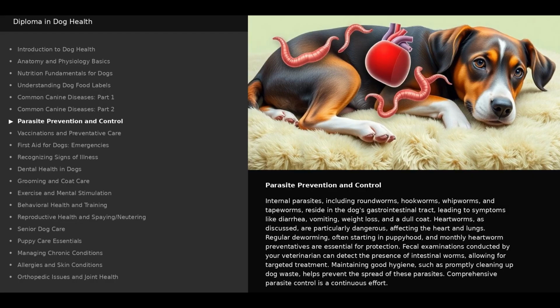Internal parasites, including roundworms, hookworms, whipworms, and tapeworms, reside in the dog's gastrointestinal tract, leading to symptoms like diarrhea, vomiting, weight loss, and a dull coat. Heartworms, as discussed, are particularly dangerous, affecting the heart and lungs. Regular deworming, often starting in puppyhood, and monthly heartworm preventatives are essential for protection.